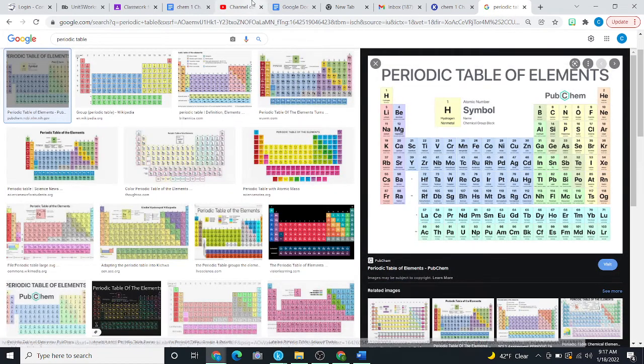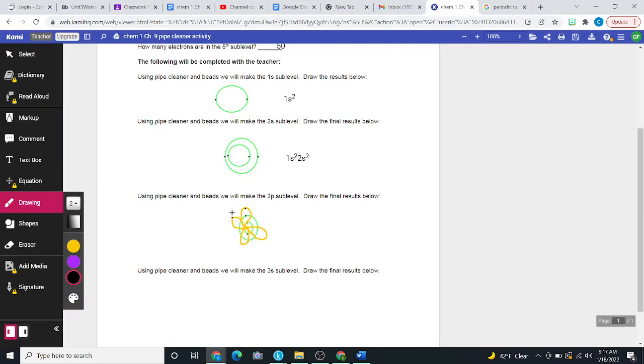Or not oxygen, carbon, my goodness. I was thinking 6 valence electrons. Whew. All right. Bear with me. So now that's done. We've got our third p orbital.